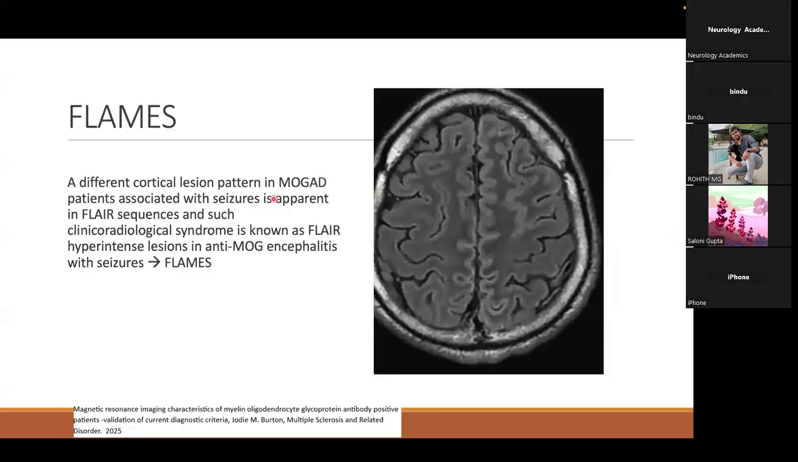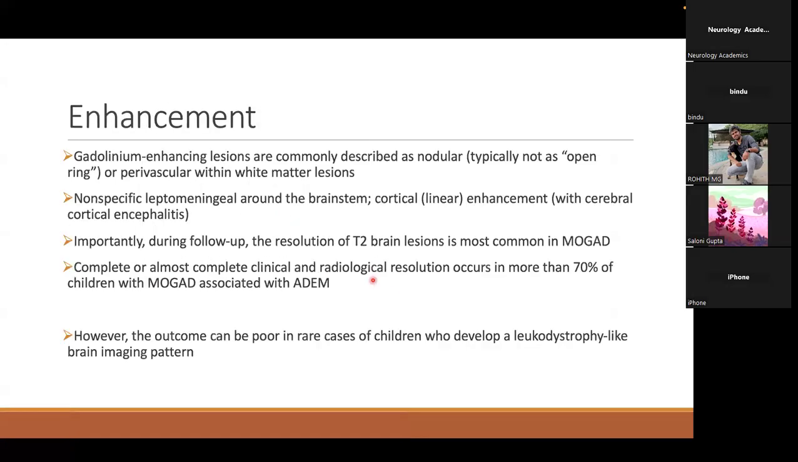And coming to the FLAMES presentation, here there is a cortical lesion along the gyri, and in the T2 FLAIR we can see enhancement. So these kinds of lesions with seizures are known as a FLAMES presentation. And the gadolinium enhancing lesions are commonly described as nodular or perivascular enhancement, and leptomeningeal enhancement can be there, along with cortical linear enhancement.